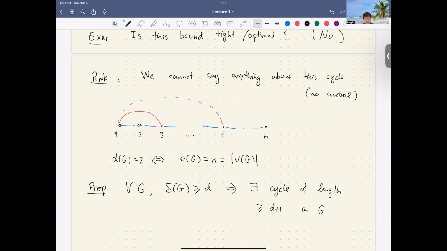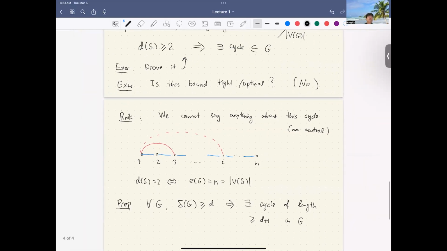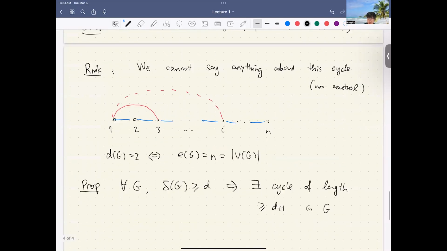Now we've obtained what we wanted to do, right? Before, we had no control on the cycle. Now if we increase the minimum degree from 2 to a larger number D, we can guarantee a cycle of longer length. So let's see this proof first. It's also a very, very simple proof.